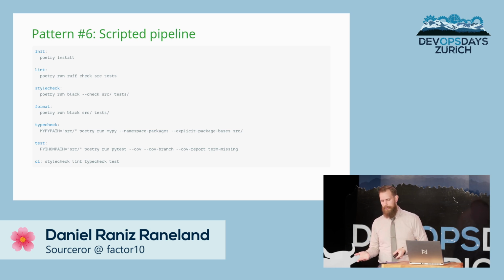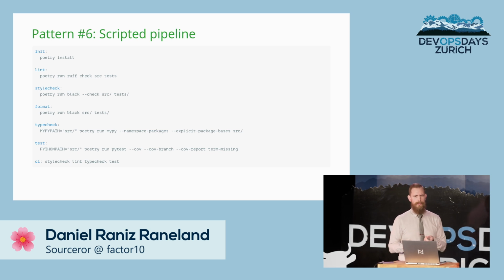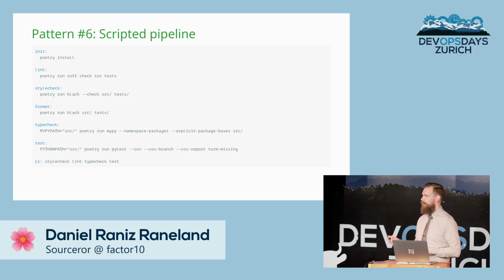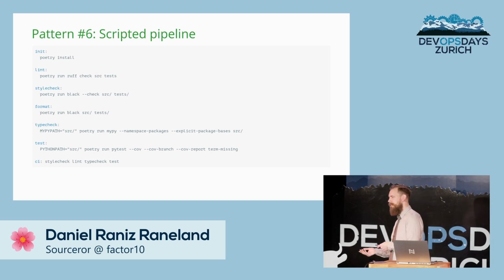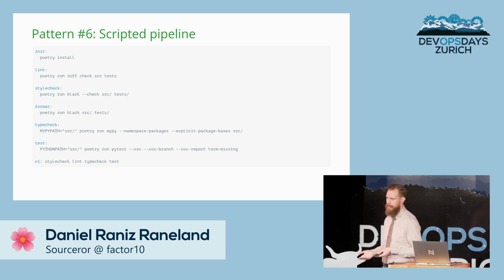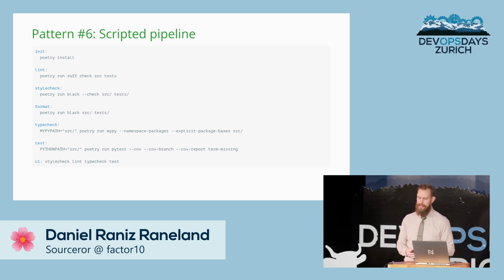And the really good thing about this is that with this makefile, we can actually run the pipeline locally. So when I develop, I just execute make CI before I commit. And then I can see, well, the pipeline is very likely to pass because all the tests pass, all the linting passes, all the formatting passes.